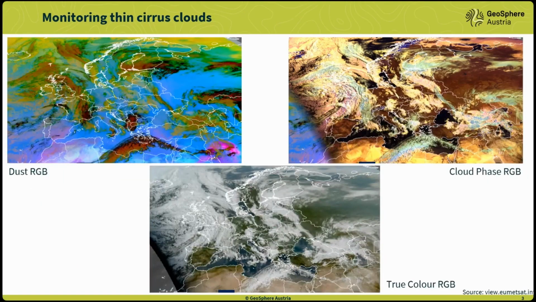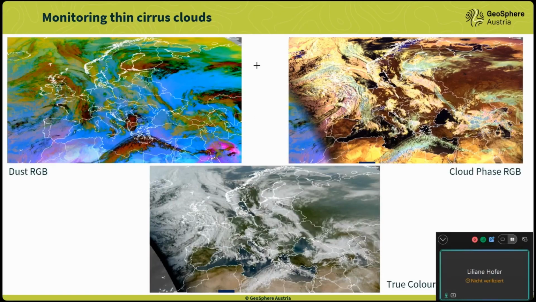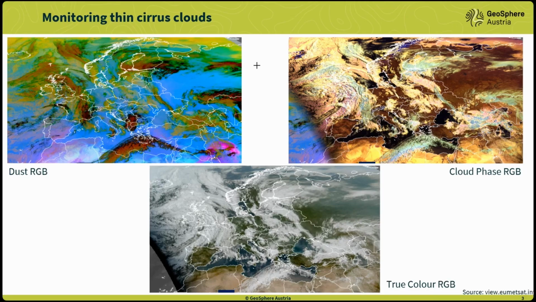But let's come back to the thin cirrus clouds, which is one main aim of the Cloud Type RGB. But as you probably know, we already have other RGBs with the purpose of highlighting thin cirrus clouds. And you can see here the dust RGB, the cloud phase RGB, and the true color RGB. And what do you think? It's another quiz. Which of these RGBs is also very good when it comes to detecting thin cirrus? You should have the annotation rights by now. You should find a star, pencil, whatever. Yes, it should be possible for you.